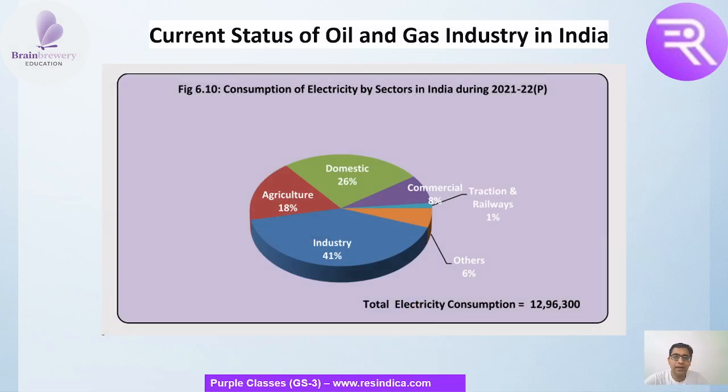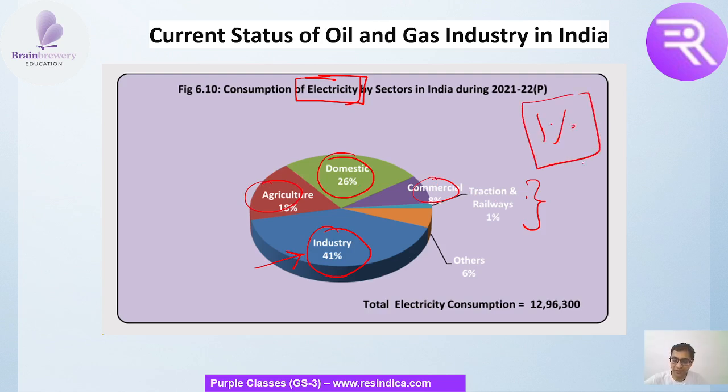Then we come to the consumption of electricity by sector. Which places consume the maximum electricity? The maximum is consumed by industry, 41%. Whatever energy we are generating, the maximum is utilized by the industry. Then it is domestic usage, then agriculture, then commercial, then traction and railway. Railway is utilizing only 1% of all the energy generation of our country, and we need to increase this, which is why we will be expanding our railway traction network. Then other is 6%.